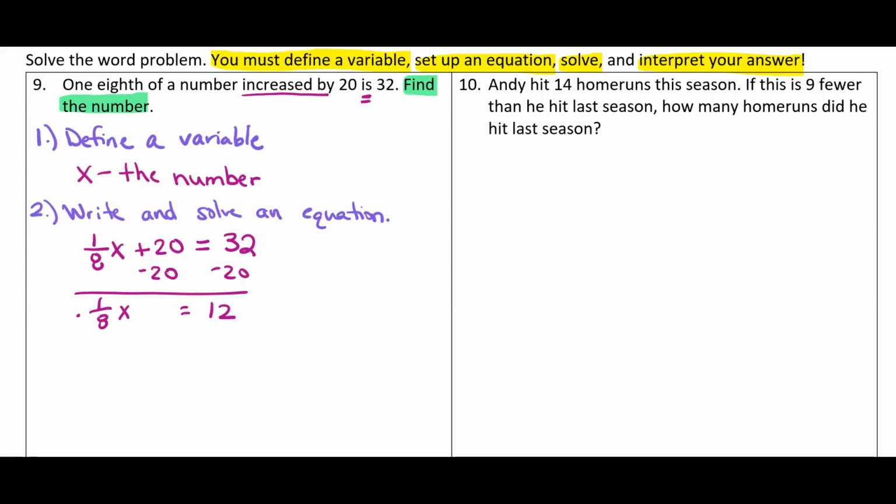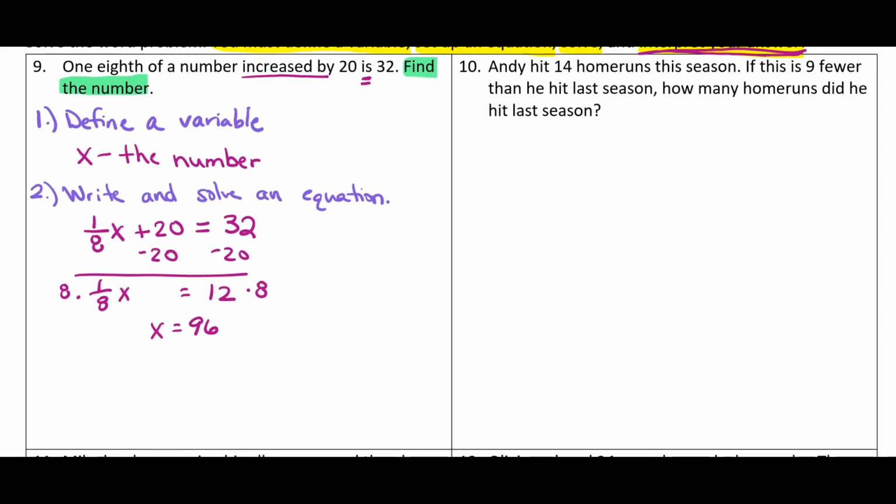And then we're going to multiply by the reciprocal. Remember, we never divide by fractions. So x equals 96. Now here's the temptation. A lot of students say, oh, I'm done. Box, let's go. I'm done. I'm not done. You have to interpret your answer. So your answer has to end as a sentence.